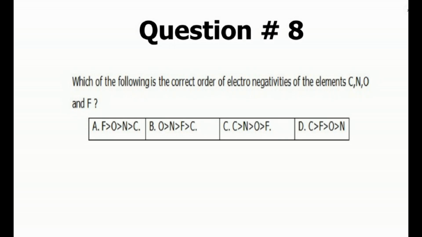Question number 8. Which of the following is the correct order of electronegativities of the elements carbon, nitrogen, oxygen, and fluorine? So here the order can be either increasing or decreasing. Okay, so is it A, B, C, or D?